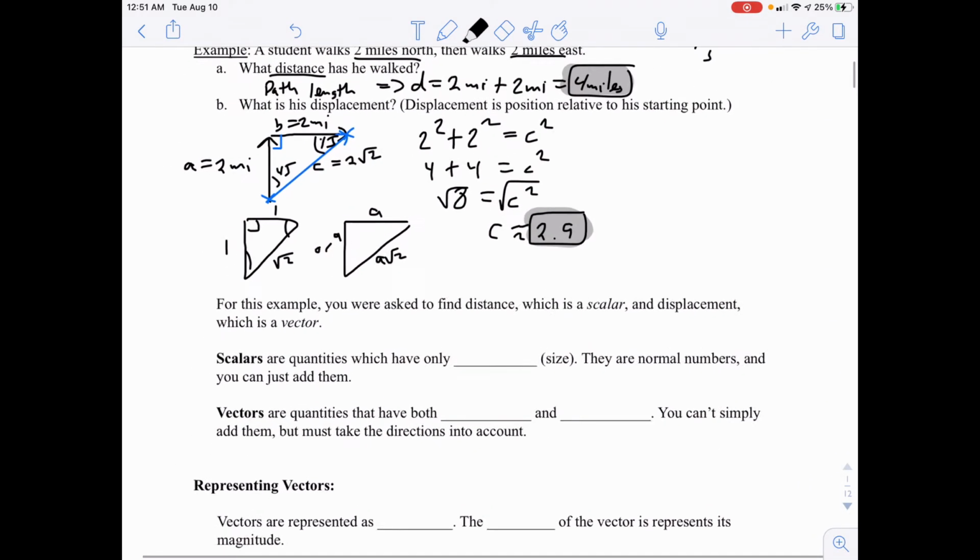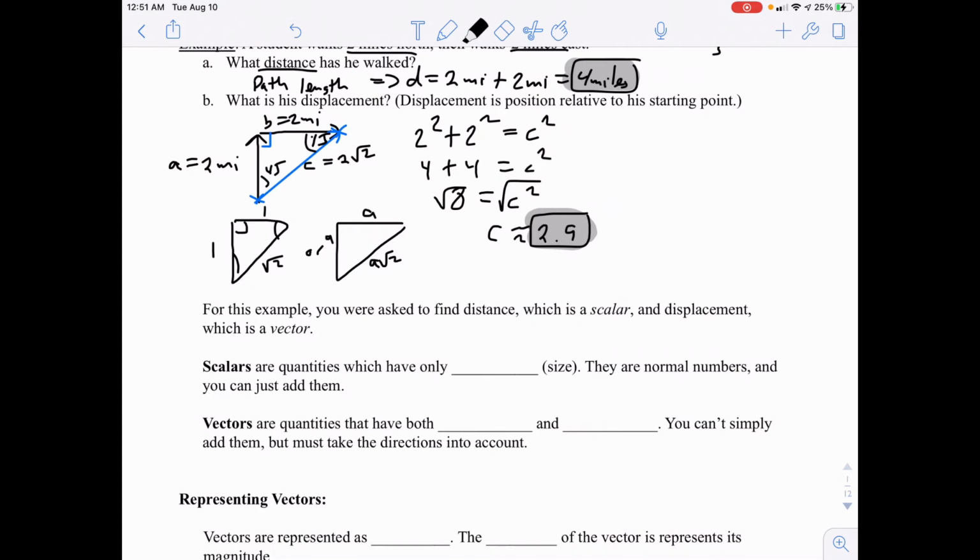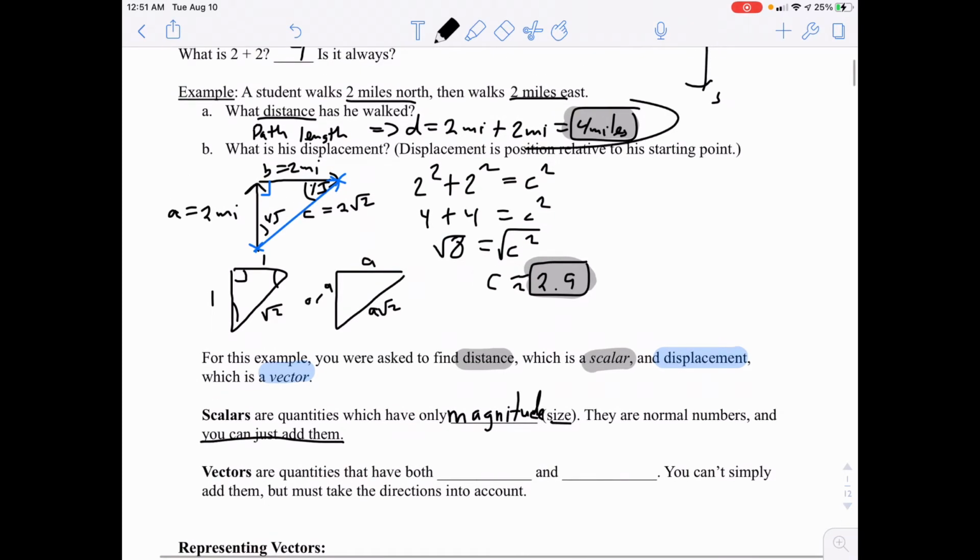So for this example, you were asked to define distance, which is a scalar, and displacement, which is a vector. Okay, so what are these things? Well, scalars are quantities that have magnitude only. The word magnitude means size. They're normal numbers and you can just add them, like we did here. Distance was simply 2 plus 2 or 4 miles.